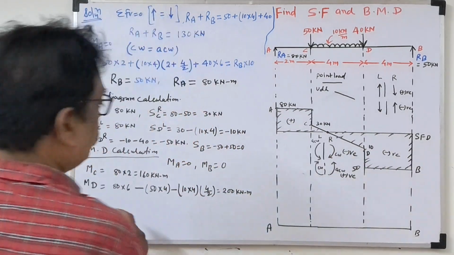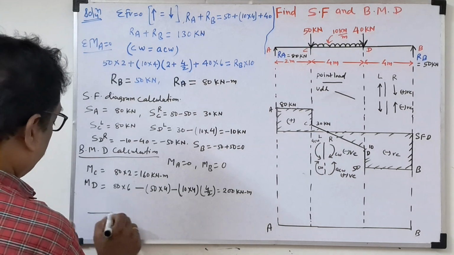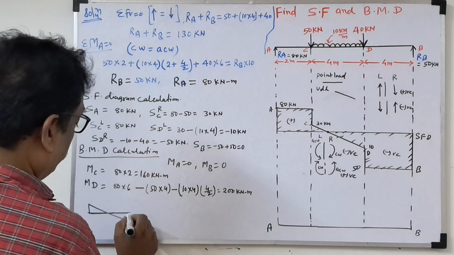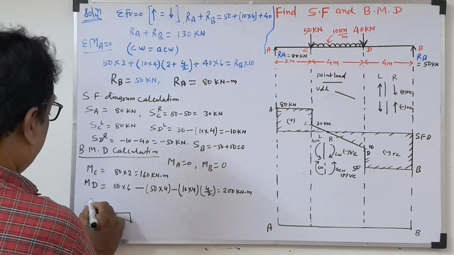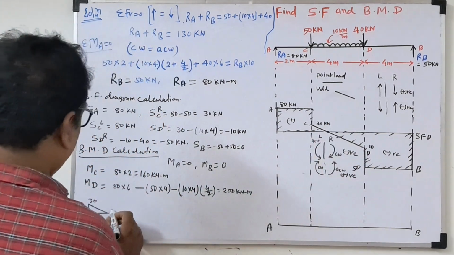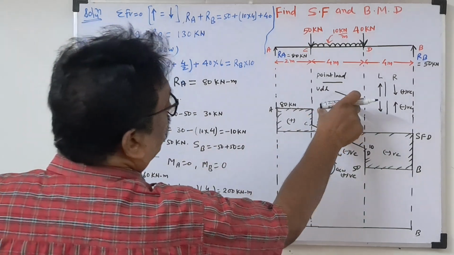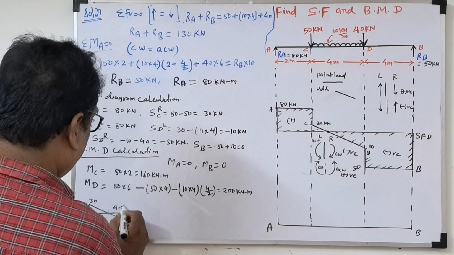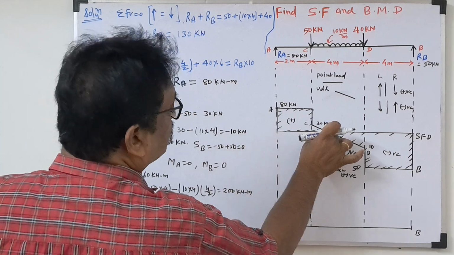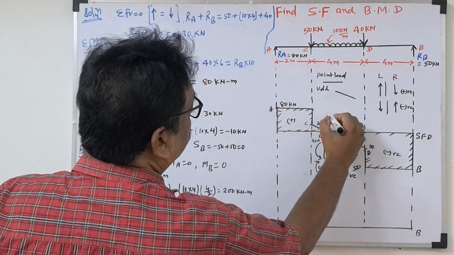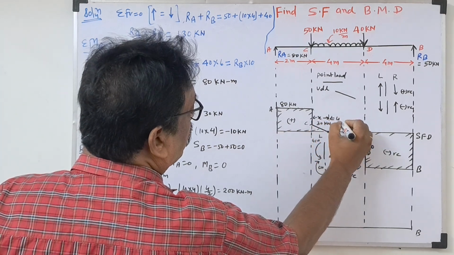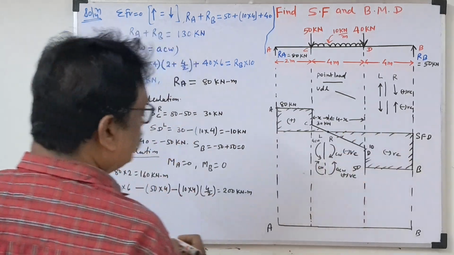So these diagrams we will draw here. This line, what is this line? This is 30, and this is 10. Assume this distance is x. Then the total distance is 4, so this distance will be 4 minus x.